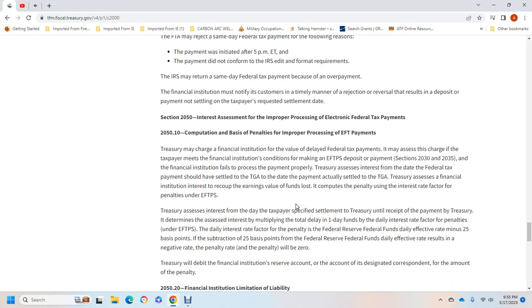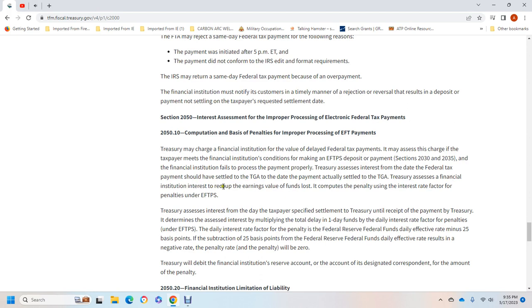Alright, 2050, interest assessment for improper processing of an electronic federal tax payment, computation basis for penalty for improper processing of an electronic fund transfer. Treasury may charge the financial institution the value of a delayed federal tax payment, and that may assess the charge to the taxpayer's financial institution, conditioned on the electronic federal tax payment system disposition. If the payment and/or financial institution fails to process the payment properly, Treasury assesses the interest for the day the federal tax payment should have settled in the Treasury General Account.